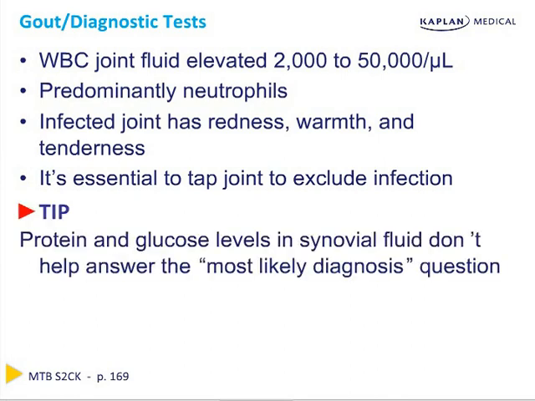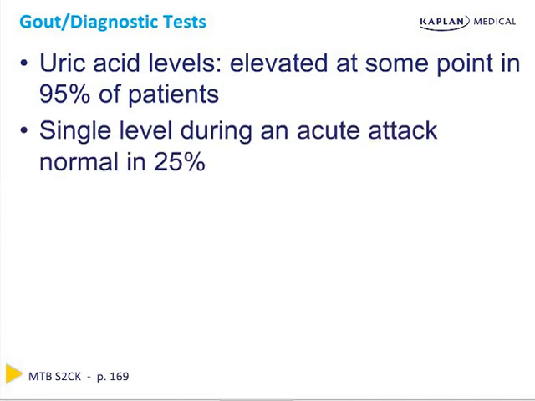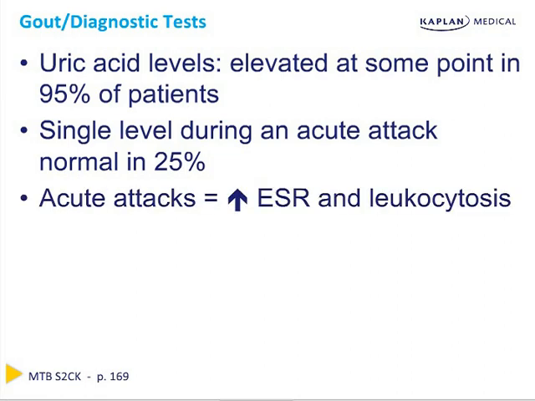Now here's a tip. Protein and glucose levels in synovial fluid don't help answer the most likely diagnosis question. Remember, it's not a lumbar puncture. There are other diagnostic tests we could use for gout. There's a uric acid level, which could be elevated at some point in 95% of patients. But keep in mind, if you check it just once, there's a chance that it'll be normal in about 25% of patients. In an acute attack, the ESR will be elevated, as well as a leukocytosis on the CBC.